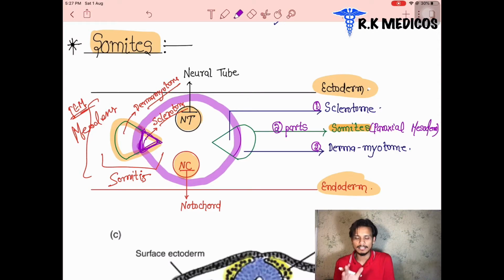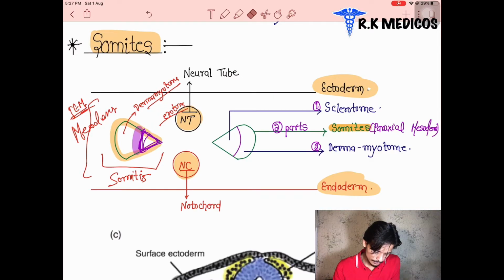What is the structure inside the sclerotome? Inside the boundary of the sclerotome are the neural tube and notochord. So these two structures are present inside the sclerotome boundary. We will discuss everything later. For now, it's okay.